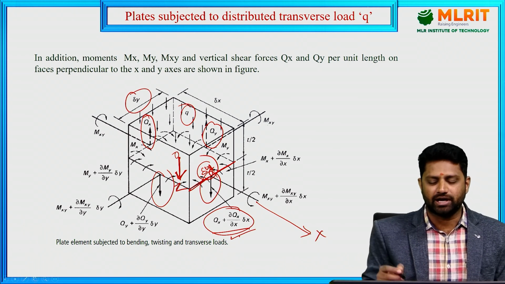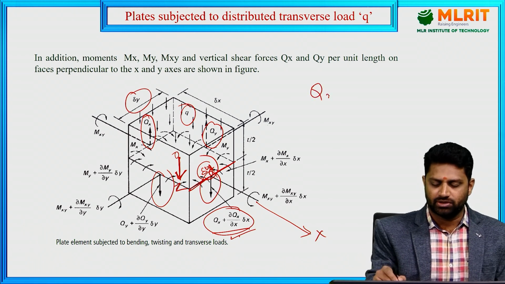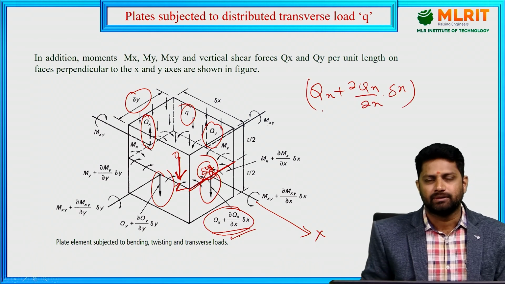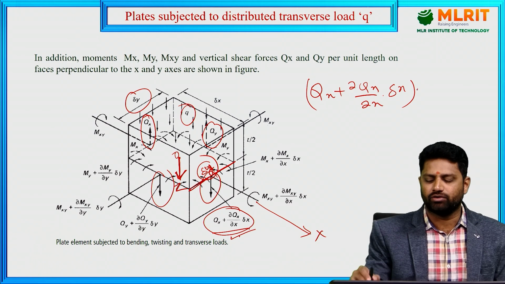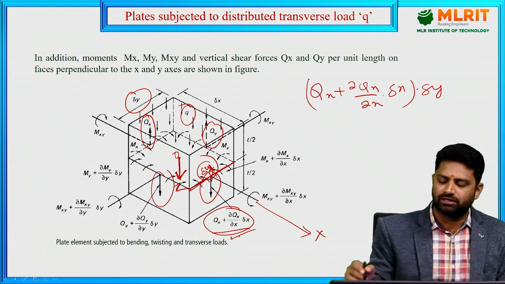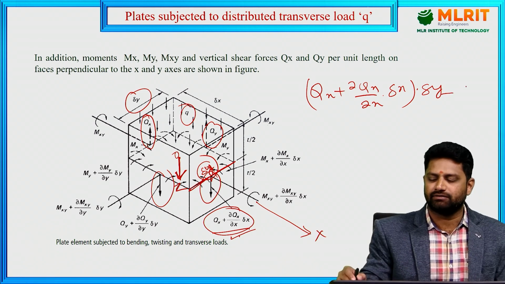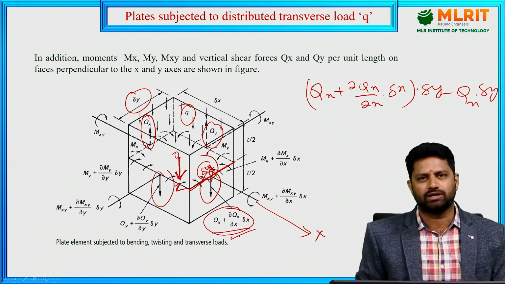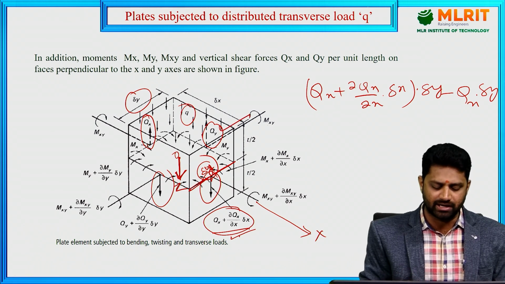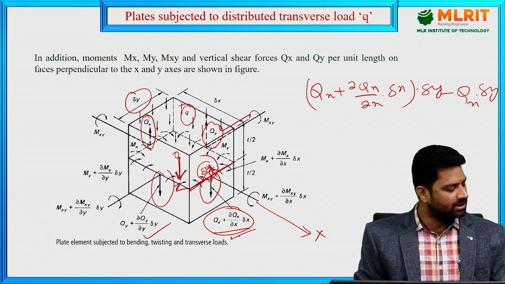So while you write the equation, you are going to write like this: Qx plus dou Qx by dou x into delta x is the shear force per unit length, and therefore you have to multiply the length on which it is acting, that is nothing but delta y. And on the edge opposite to it, you are going to write easily that equation as Qx into delta y. Similarly you have to write the other equation of equilibrium with respect to Qy and Qy increment. Let's see this.